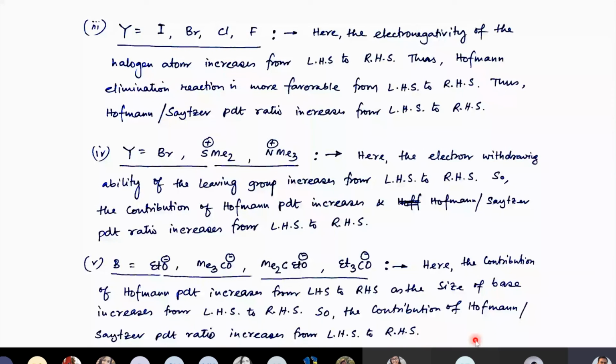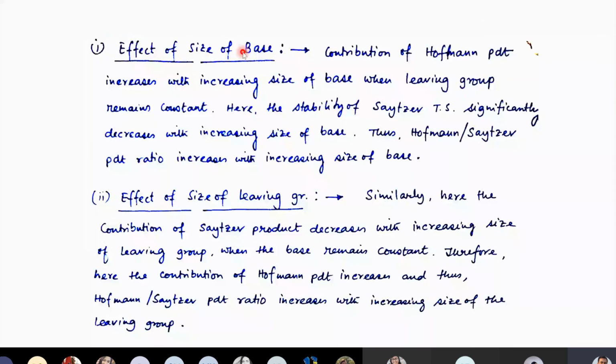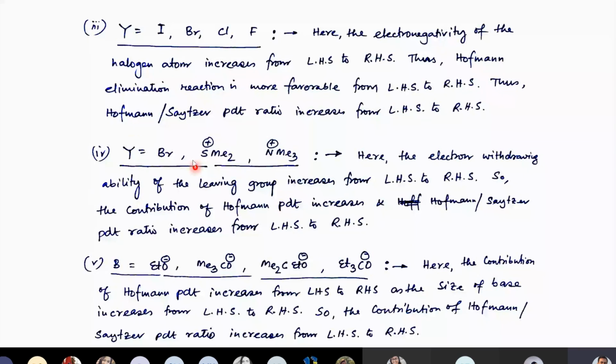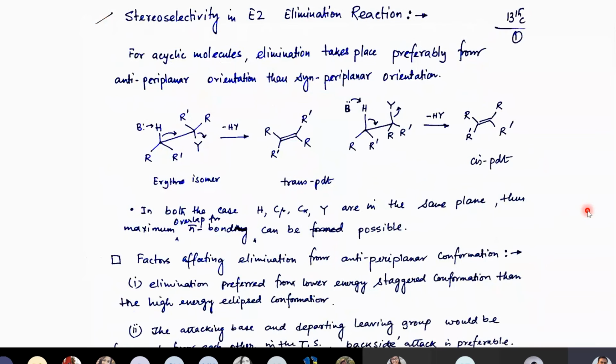Okay. So what are the points? Effect of size of base increases Hofmann. Effect of size of leaving group, again favorable for Hofmann. All of them are actually favorable for Hofmann. Increasing electronegativity favors the Hofmann. Increasing electron withdrawing ability favors the Hofmann. Size of the base favors the Hofmann. Okay. So now let's look into a little bit more detail on their stereochemistry.